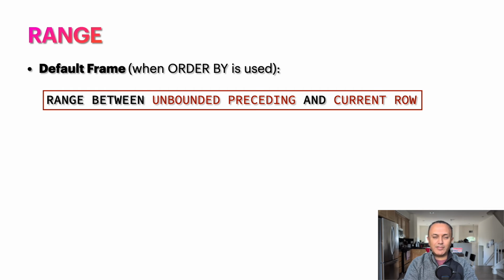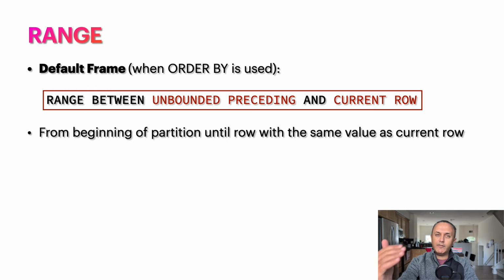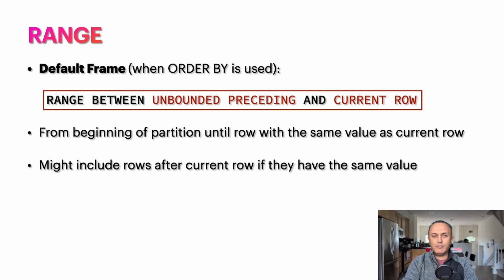This means basically that the frame starts at the beginning of the partition, because we said unbounded preceding, and it ends at all the rows that have the same value as the current row. And this is similar to what we've seen in the previous example. It might include rows after the current row if they happen to have that same value. So this is why it doesn't always give us that running average, because when you have duplicates, things start to look a little bit different.